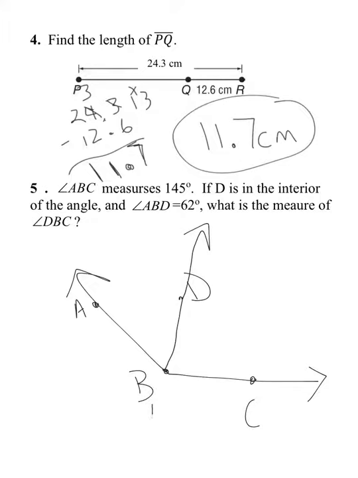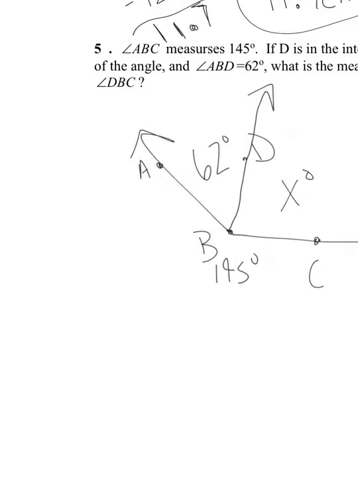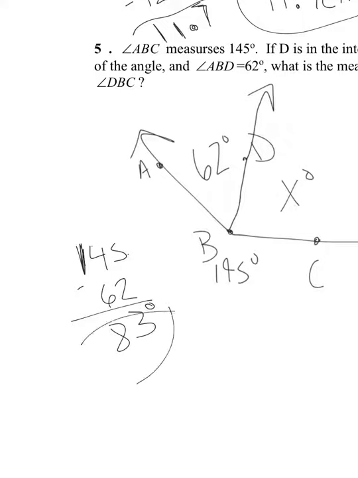So the whole thing is 145. ABD is 62. They want to know what DBC is. So again, a whole lot of drawing here for a very simple problem. The big thing is 145, the smaller angle is 62. To find the other one, you simply subtract. So 145 minus 62. 5 minus 2 is 3. Don't even need to borrow. You can borrow here or just treat this as 14. And 14 minus 6 is 8. And 83 degrees is the answer for DBC.